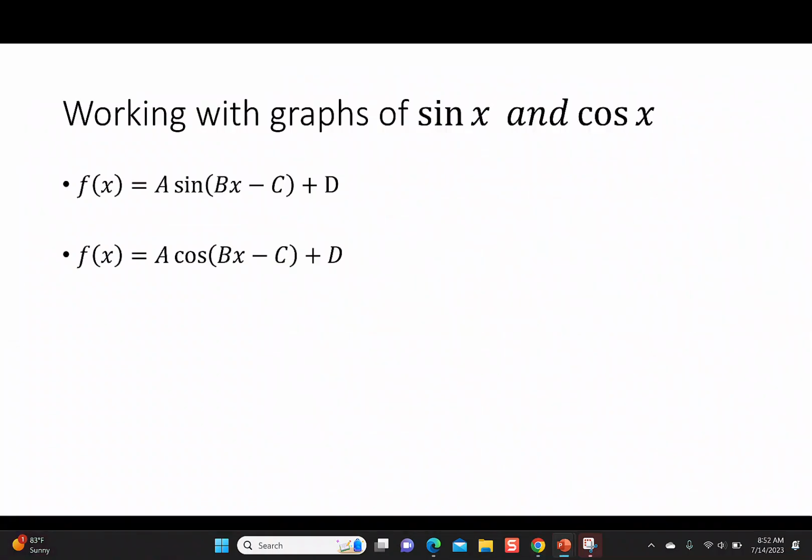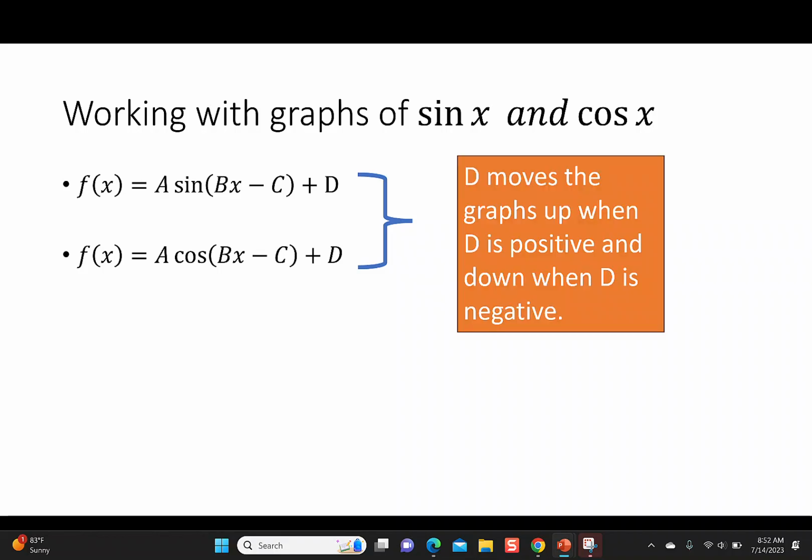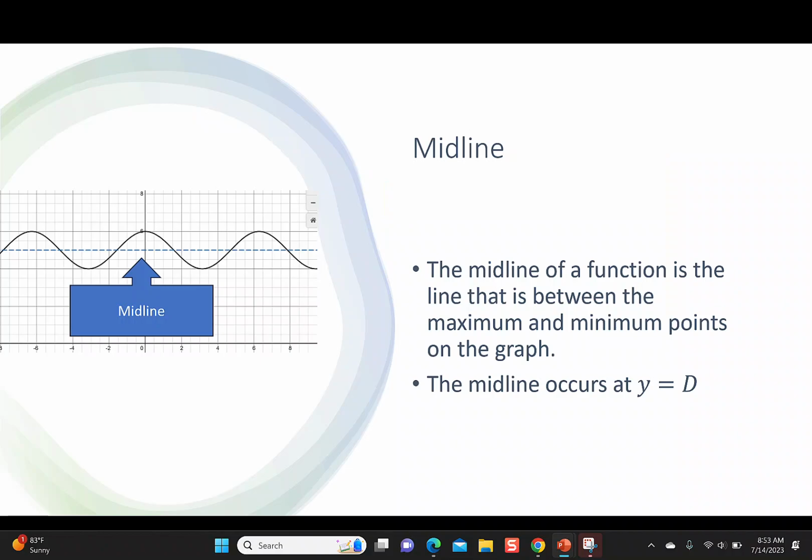This shows that when we add d to either the sine function or the cosine function, we get a vertical transformation. D moves the graph up when d is positive and down when d is negative. The midline of a function is the line that is between the maximum and minimum points of the graph. It occurs at the line y is equal to d.